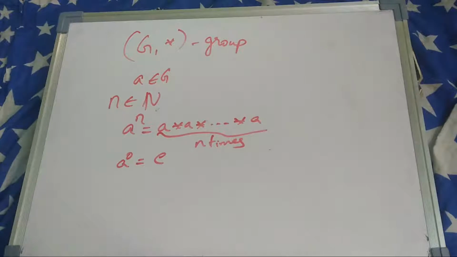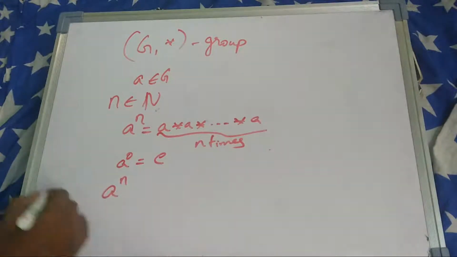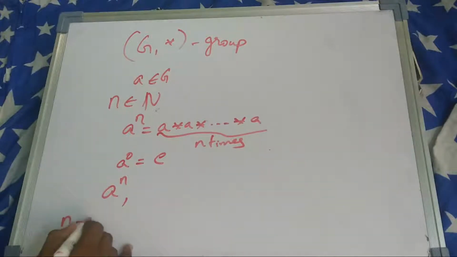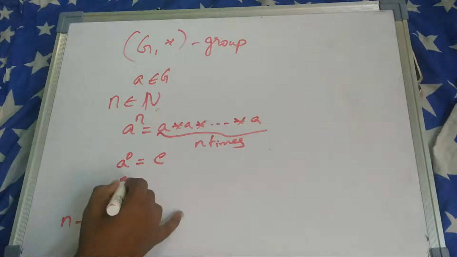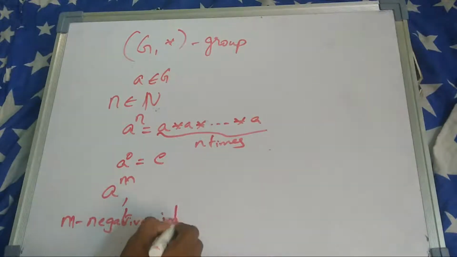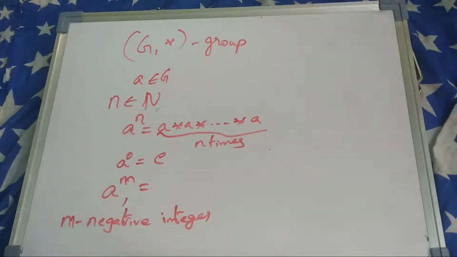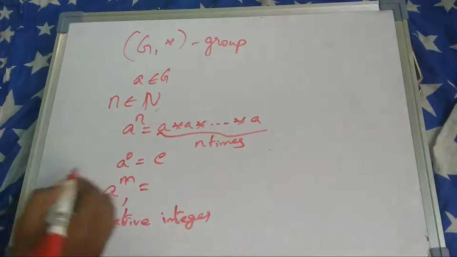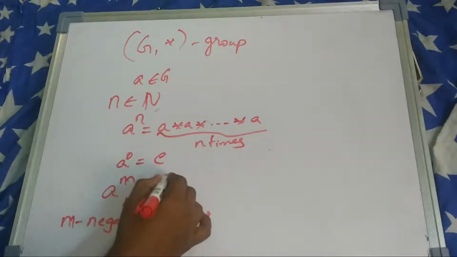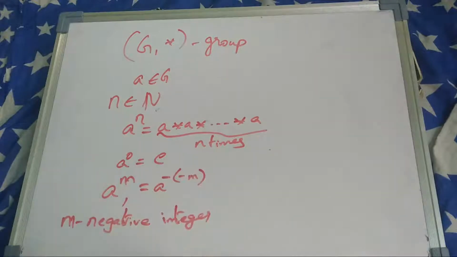And now the next question will be, what will be A power n, where n is a negative integer. Maybe I will use a different notation, say m, where m is a negative integer. So what we define this to be is, we can write it as A power minus of minus m, where minus m is positive.